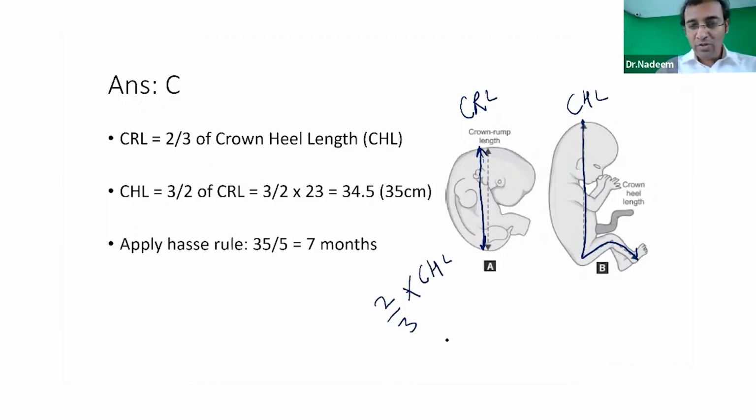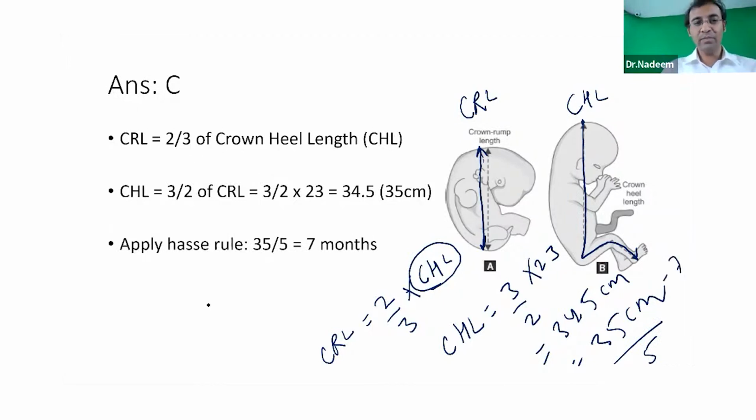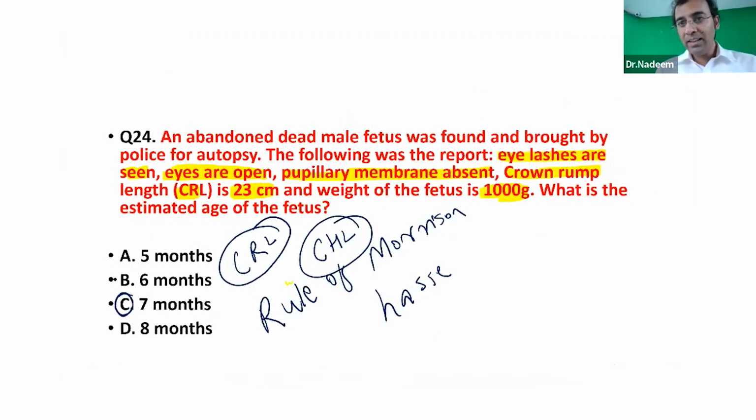Fine. Now how much will be the crown heel length? This will be 3/2 of 23. This will be approximately 34.5 centimeter. You can say approximately 35 centimeter. Now you have crown heel length. Now you can divide it by 5. Now what is the age? Age is 7 months. So please be careful about crown rump length and crown heel length. Okay, fine. Next question.